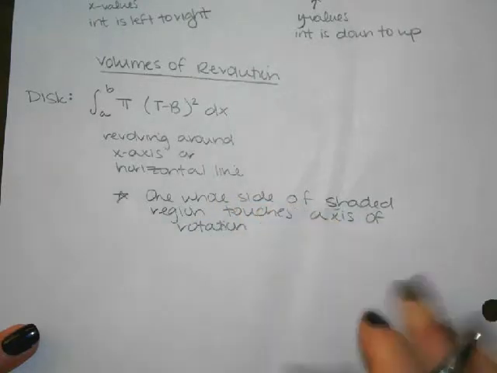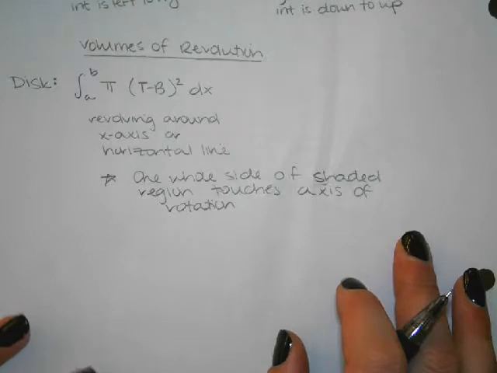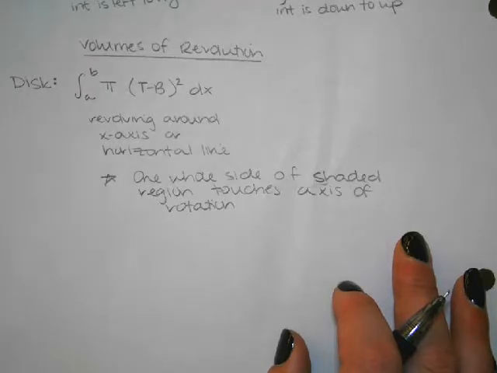Do you guys know what I mean by axis of rotation? What does axis of rotation mean? The line that we're spinning it around. Okay, so if I'm saying rotate it around the x-axis, then the x-axis is the axis of rotation. If I'm spinning it around the line x equals 2, then that line is the axis of rotation.